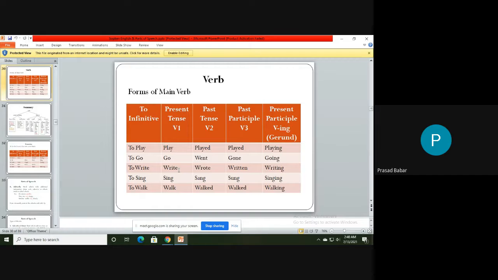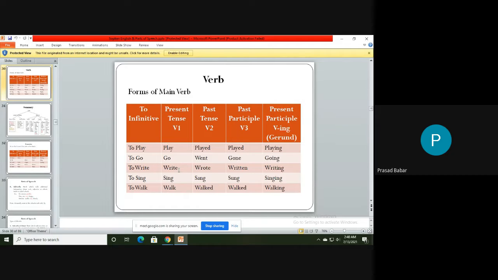So if we take an example of go, then in the present tense it will be go. In the infinitive form it will be to go. Its past will be went, and its past participle or third form or V3 form will be gone. And in the ing form or gerund form or present participle, we add ing and it will be going.